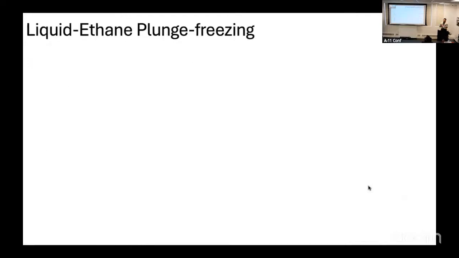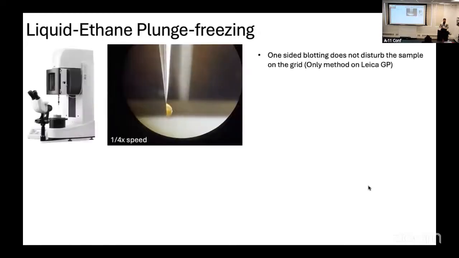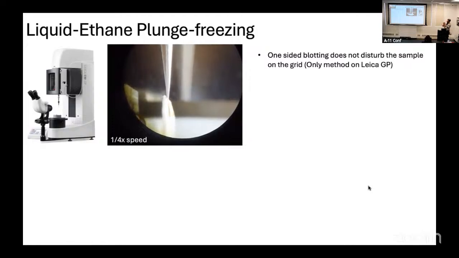So just going on to actually freezing, liquid ethane plunge freezing. I use a one-sided blot, which is the GP. The Vitrobot, you can also do one-sided blot. You basically just put on one piece of filter paper. So the filter paper goes up, touches the grid, and wicks away everything. I can replay this at 1/4 speed.